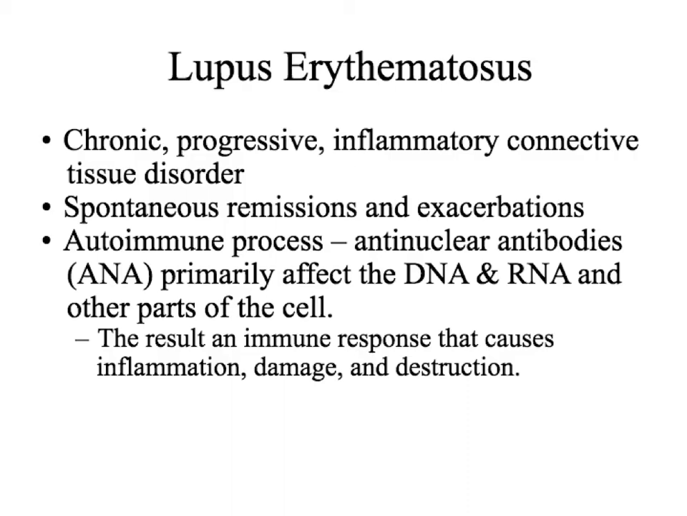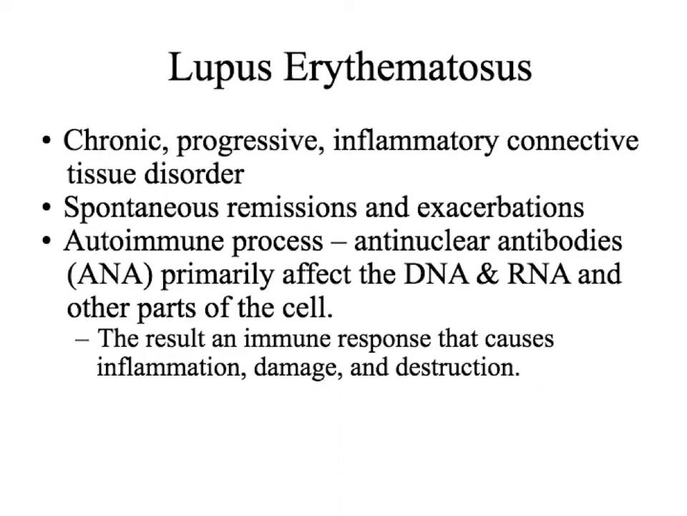So lupus is an autoimmune process where these antibodies attack the DNA and the RNA in parts of the cell, and basically the result is inflammation. So it causes inflammation in areas, and it damages and destroys some areas.